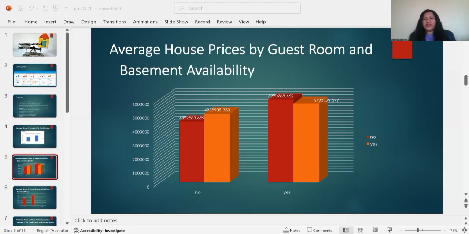This chart, average house prices by guest room and basement availability, illustrates a positive correlation between the presence of these amenities and higher prices. For properties with a guest room, the average price is around $5.7 million to $5.99 million, significantly higher than those without a guest room. Interestingly, homes with a guest room but no basement average $5.99 million, slightly more than those with both features.